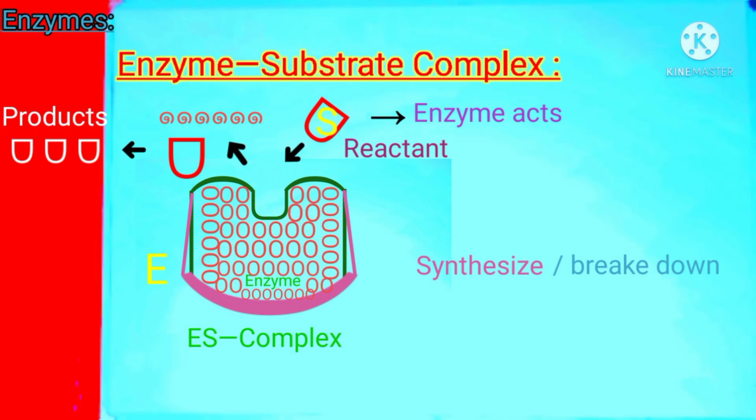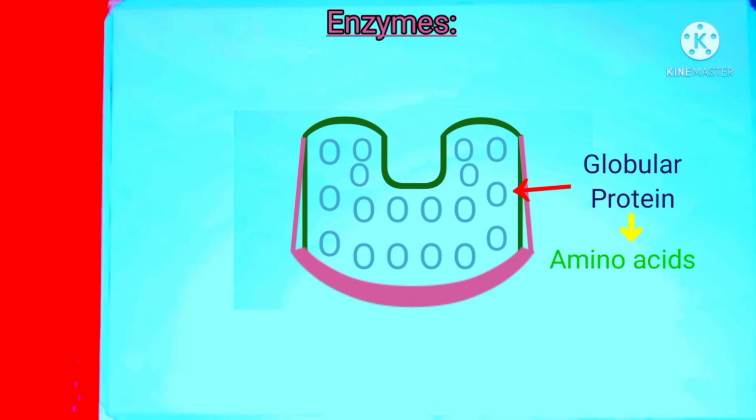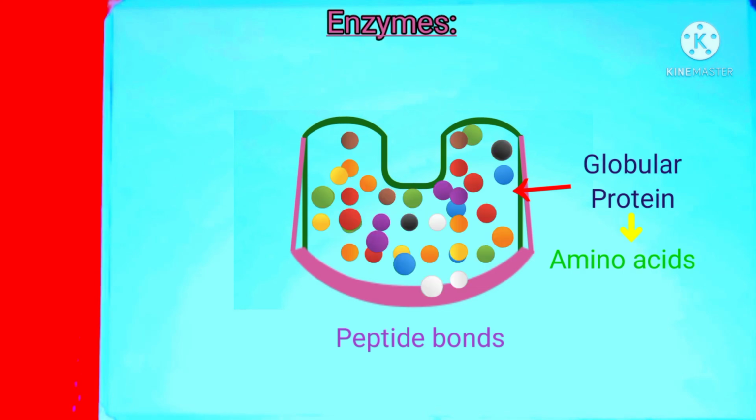Dear students, you must also know that this is the main body of an enzyme, which consists of globular protein. Dear students, these rounded circles are showing globular protein, which has a large number of amino acids. These amino acids are attached to each other with the help of peptide bonds. These lines are showing peptide bonds in between these amino acids. So, the enzyme's body represents a tertiary protein configuration.